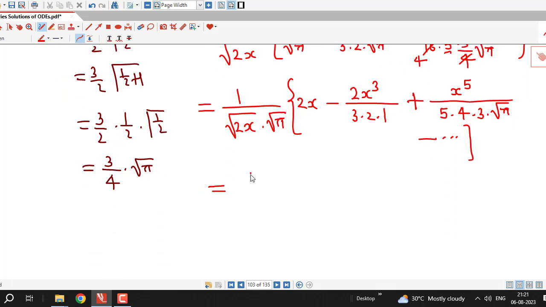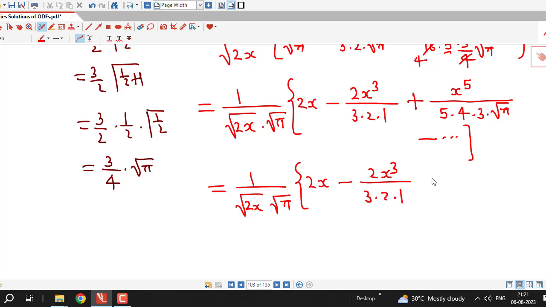And now let me rewrite this again, square root of 2x into square root of pi. Here I have 2x minus 2x cube divided by 3 into 2 into 1. Now here if I want to use the formula of n factorial, I must have 5, 4, 3, 2 and 1, but 2 is not there. That I can set here. I multiply and divide by 2 in this term. So I will have 5, 4, 3, 2 and 1, and so on.